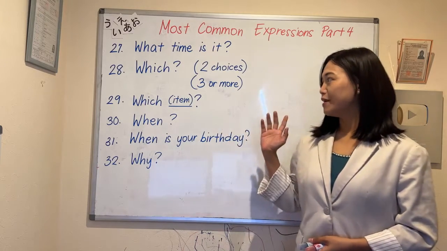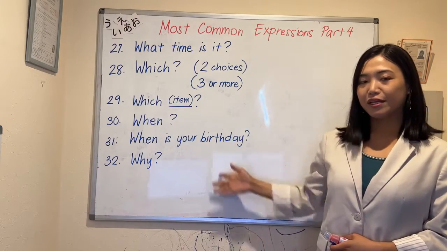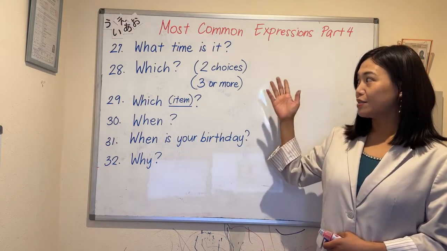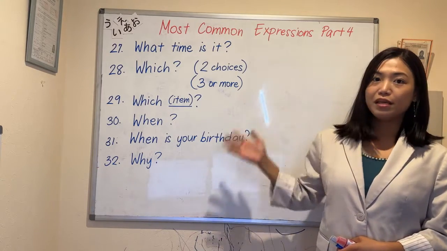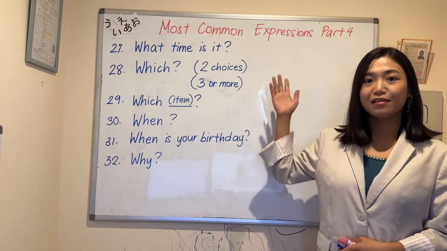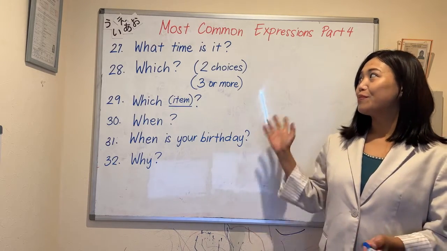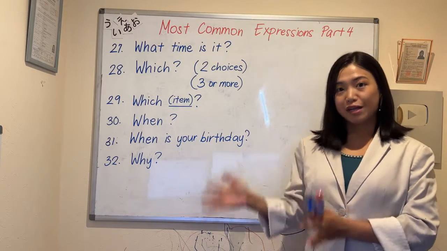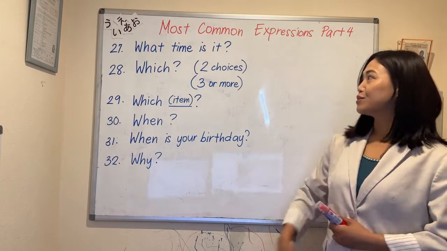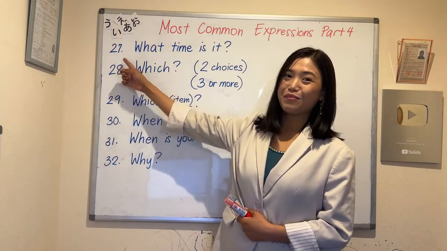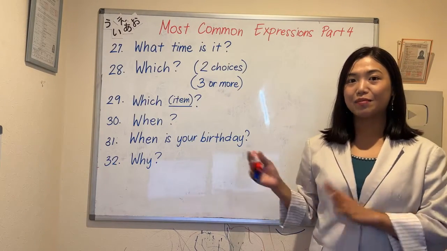So we are now starting from number 27. On the board here, you see some questions. For today's video, we will be learning how to say these questions in Japanese. I'm going to teach you the casual form and the polite form. Let's start from number 27. The first one is, what time is it?